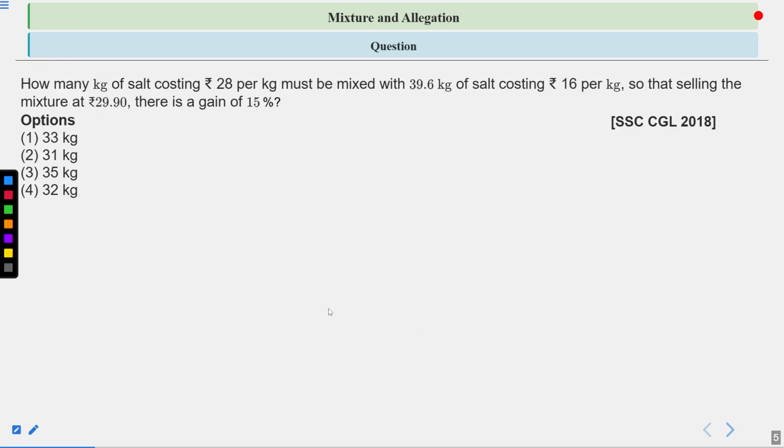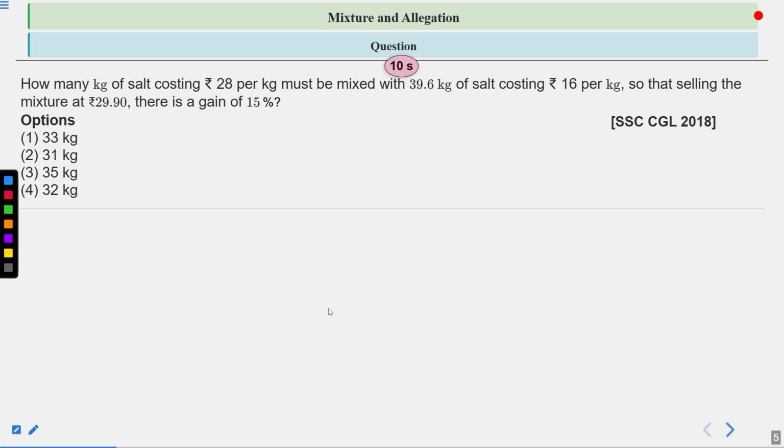How many kg of salt costing 18 rupees per kg must be mixed with 39.6 kg of salt costing 16 rupees per kg so that selling the mixture at 29.90 there is a gain of 15%? This question was asked in the SSC CGL 2018 exam. So there are four options. First one is 33 kg, second is 31 kg, third one is 35 kg, and fourth one is 32 kg.